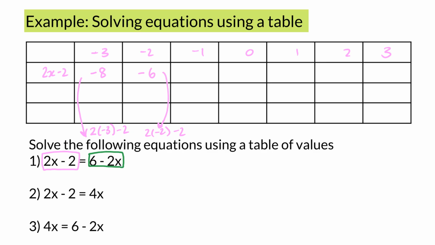Then in the next row, I'm going to put the other expression, 6 minus 2x. So to work out this value, I'm going to say 6 minus 2 times negative 3, which gives me 6. Negative times a negative is a positive. 6 plus 6 is 12. And in the next block, I'm going to have 6 minus 2 times negative 2. That gives me 6 plus 4, which gives me 10.